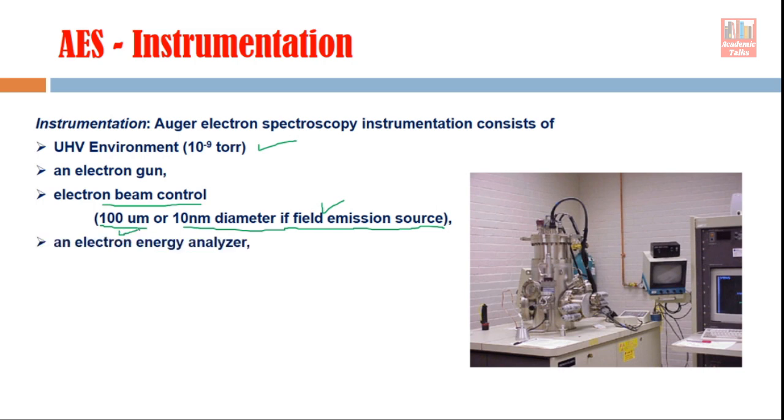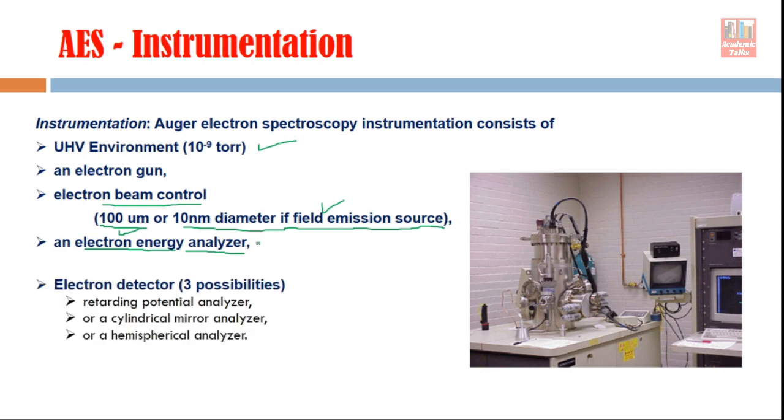Now the next important thing which should be part of this equipment is the electron energy analyzer. Because I told you that the Auger energy which is coming out, we have to identify and measure accurately, because that energy is the identification of the atom or the material which is present there. So that energy analyzer should be there, and then finally we have to detect those Auger electrons.